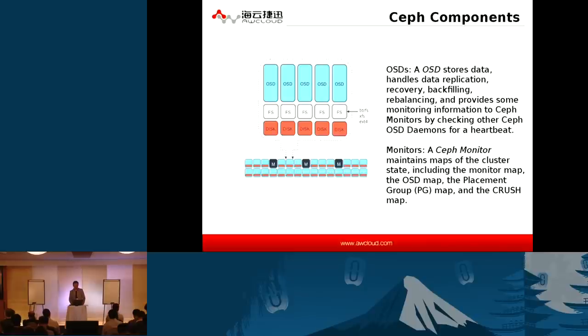Ceph has different types of components. The most important two components are the OSD and the monitor. The OSD daemon stores the data, handles data replication, recovery, backfilling, and rebalancing, and provides some monitoring information to the Ceph monitors by checking on other Ceph OSD daemons for heartbeat. The Ceph monitor maintains the maps of the cluster, including the monitor map, the OSD map, the placement group map, and the CRUSH map.